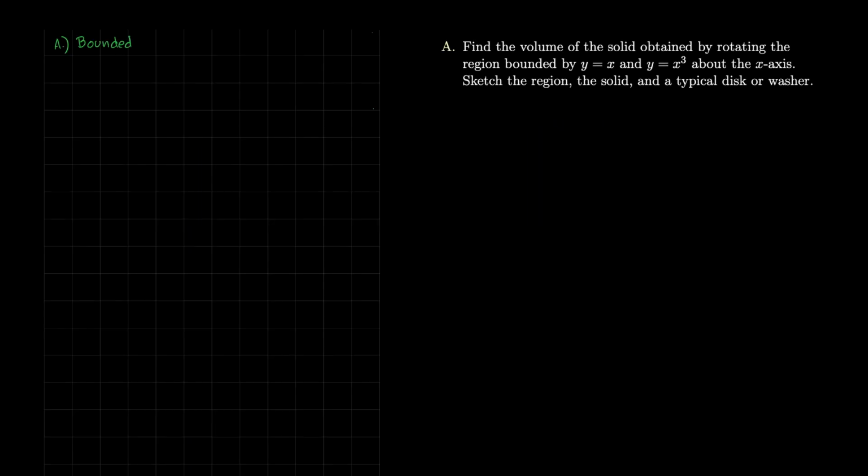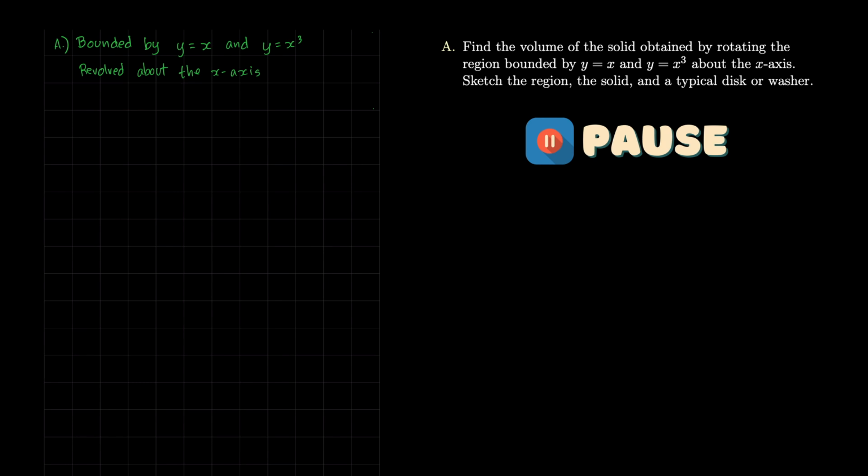Now, in our next example, our generating region in the Cartesian plane is bounded by y equals x and y equals x cubed. The axis of rotation is the x-axis. Now, you should pause this video here and try answering the problem on your own.